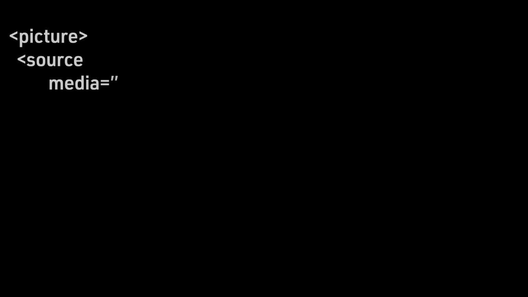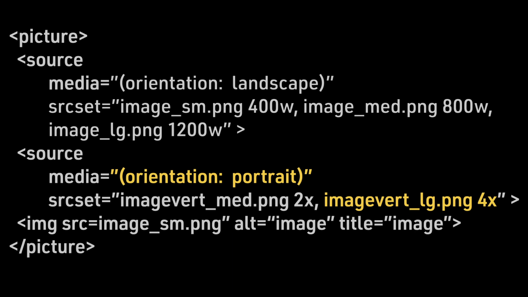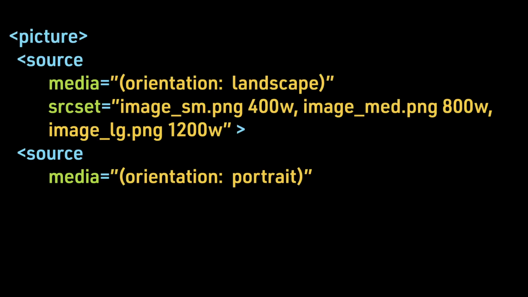What image would load if we were on the latest Retina display iPad Pro in portrait mode? Image_vert_lg.png. We would move to the second source for the media condition of portrait mode. Since we are on the latest Retina display iPad Pro, we would load the 4x pixel density image. Here is the code again.